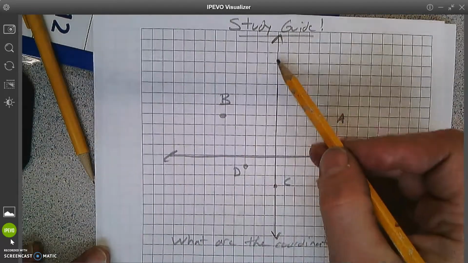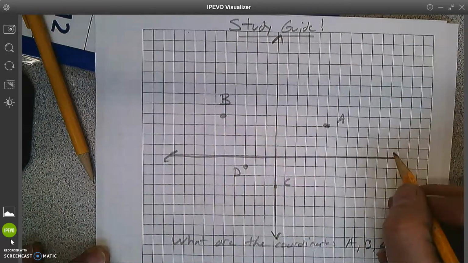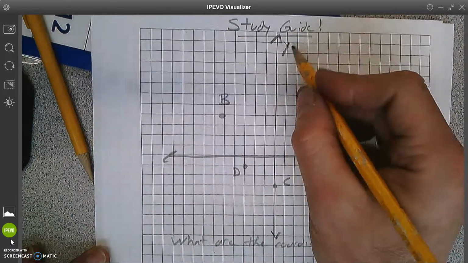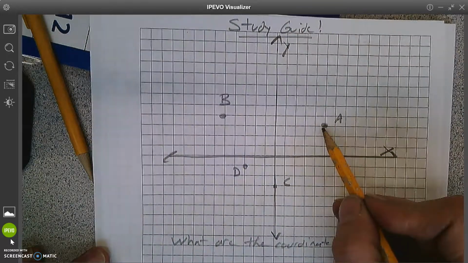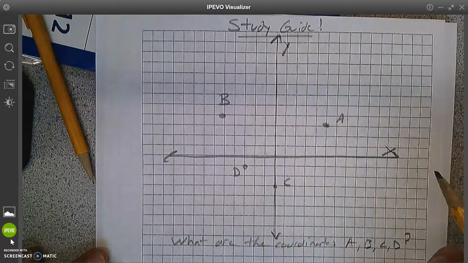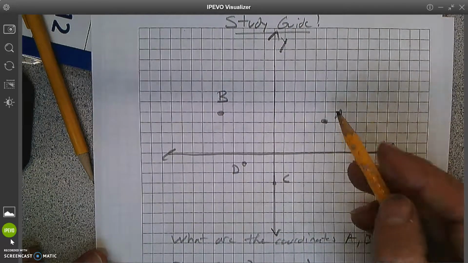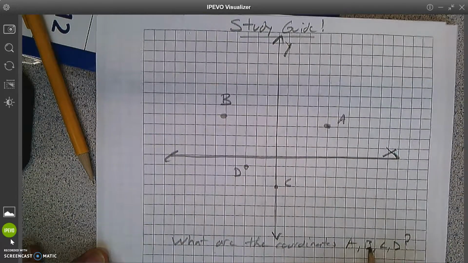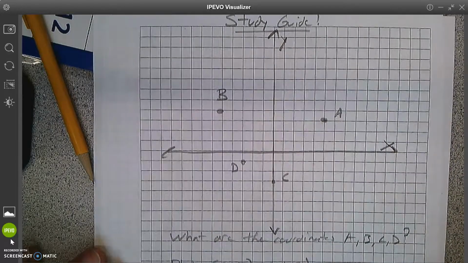All right, we are doing our study guide for the coordinate plane. Okay, so I just made an X and Y axis. This is the X, this is the Y. And I have a bunch of points I just plotted randomly. And so now I'm going to put the coordinates for A, B, C, and D. Okay, let's see if I can do it.